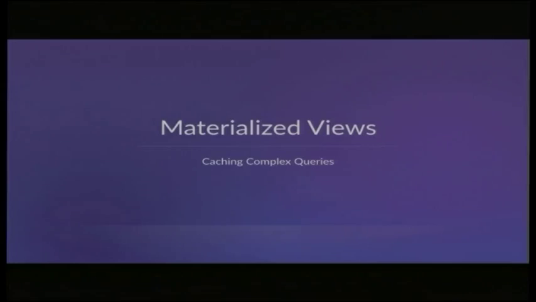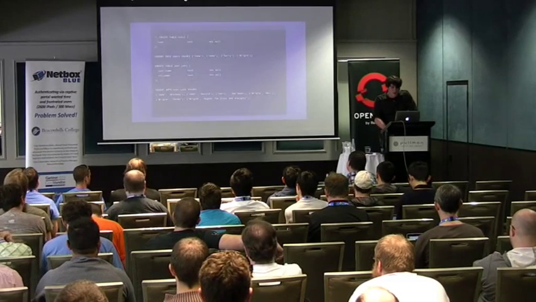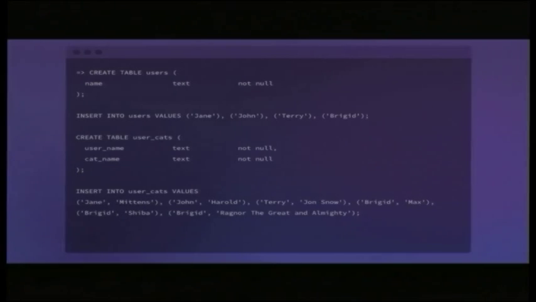Has anyone used Materialized Views? Okay, a few people. Say I have a table called users, and I insert some people into that users table, and I do a one-to-many association of the user and their cats. As you can see over here, Jane has Mittens, and Bridget has Ragnar the Great and Almighty. That's her cat.